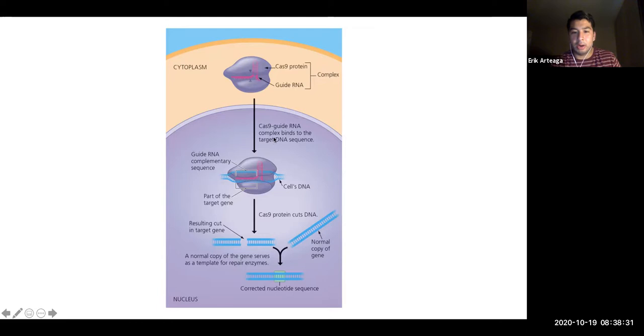The Cas9 guide RNA complex binds to the target DNA sequence, so it's a very specific sequence. You can edit this Cas9 protein to have an RNA sequence that binds to your gene of interest, right? So part of the target gene here, the Cas9 protein cuts the DNA. A normal copy of the gene serves as a template for repair enzymes, okay? And then you have the ligation, and then the normal copy of the DNA can be inserted or clipped together, okay? But you can either remove or add DNA, and that's essentially what is occurring here.